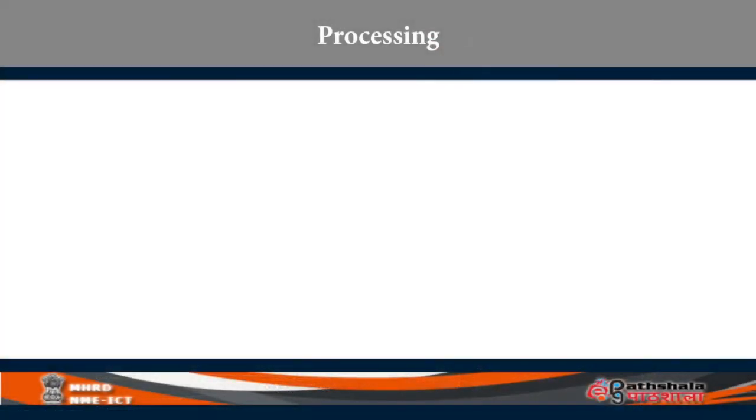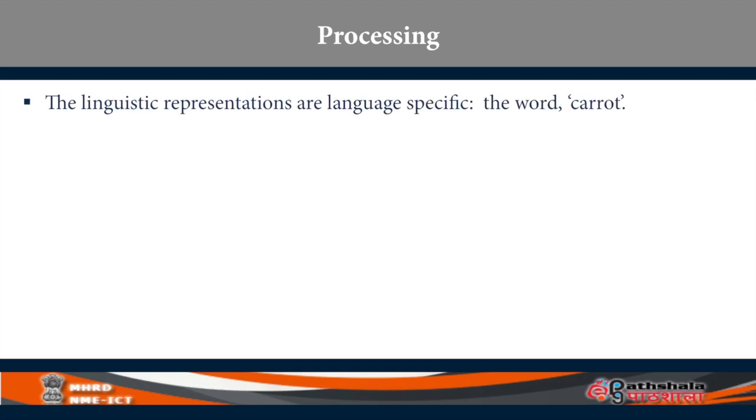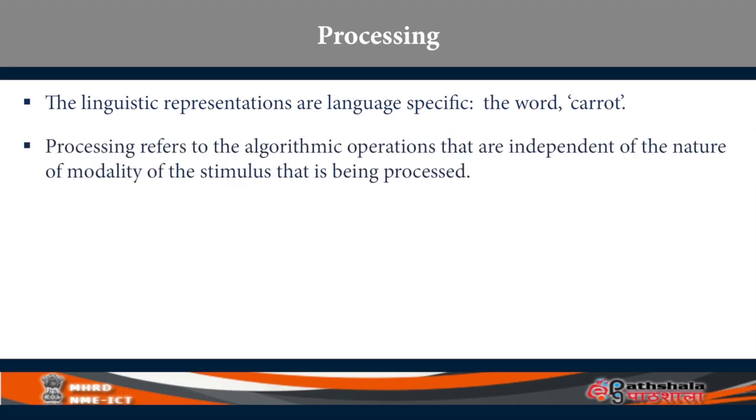If these are representations, then what is processing? Because this whole module is about representation versus processing. So what is processing? According to the classical model, these representations are stored in different parts of the brain. But processing refers to algorithmic operations that are independent of the nature of the modality of the stimulus.